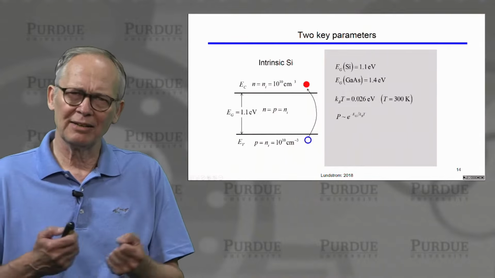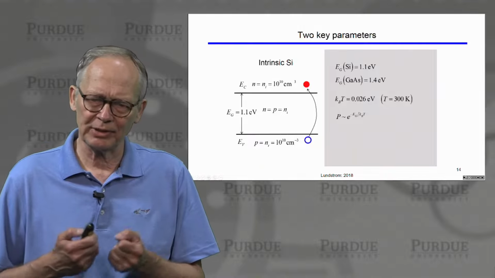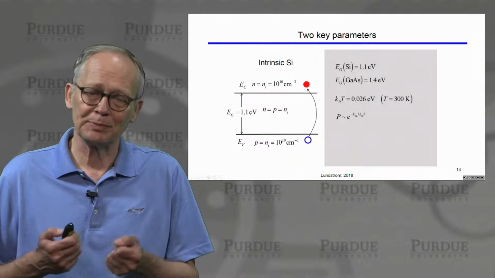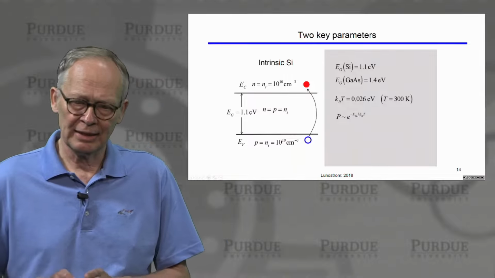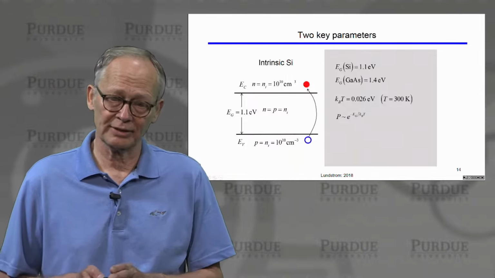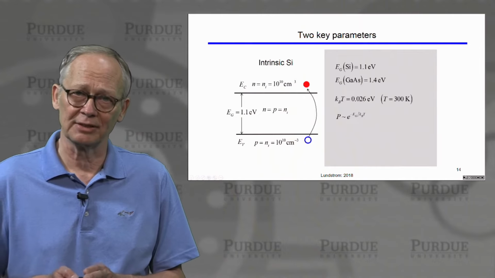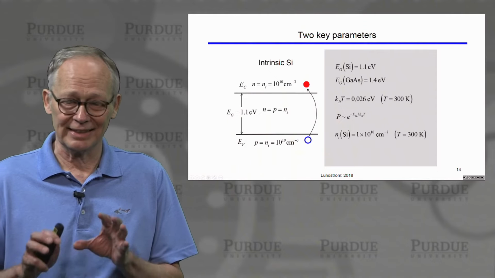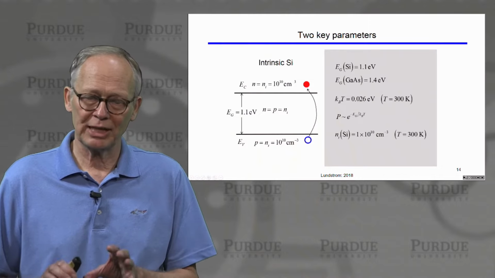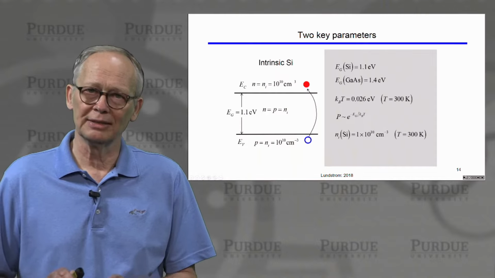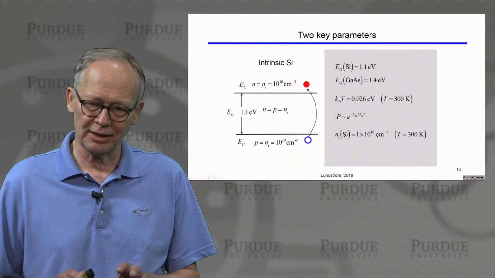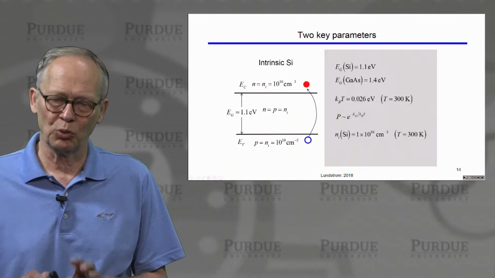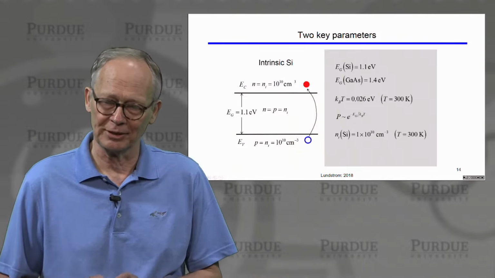The probability of breaking one of these bonds goes exponentially with the band gap. The bigger the band gap, the harder it is, exponentially harder to break those bonds. So the number of electron-hole pairs at a given temperature is extremely sensitive to the band gap. In silicon it works out very nicely. It's an easy to remember number. At room temperature, the number of broken bonds, which means the number of electrons in the conduction band, the number of holes in the valence band, is almost exactly equal to 1 times 10 to the 10th per cubic centimeter.